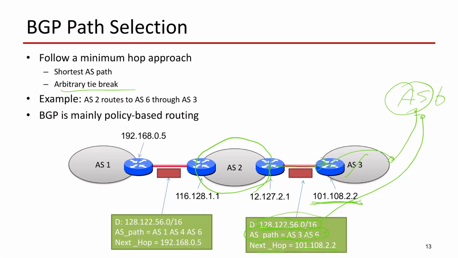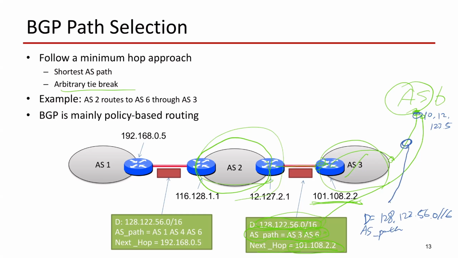Then here's my final information for my view. This is my next hop. Let's see what AS3 does. Let me write it down here. This packet looks like, let's say, the destination is 128.122.56.0/16, with the next hop 10.12.123.5. The AS path is AS6, because AS3 is just computed. By looking at it, we have the ability to fill out what information needs to be delivered and how the packets are sent.